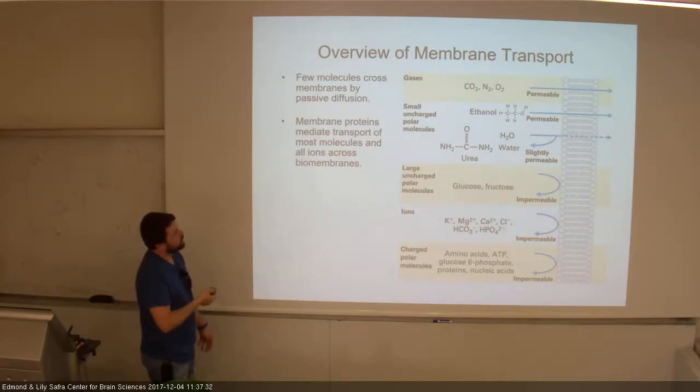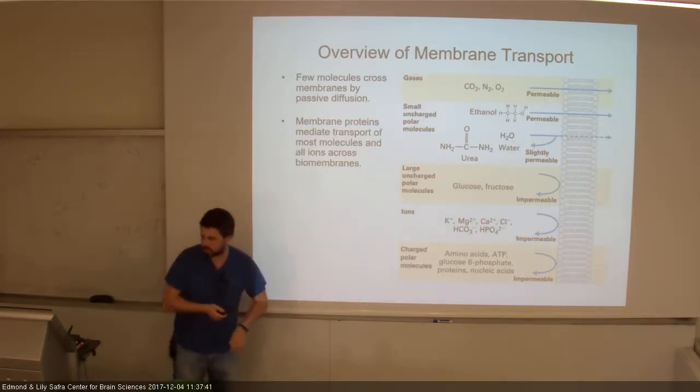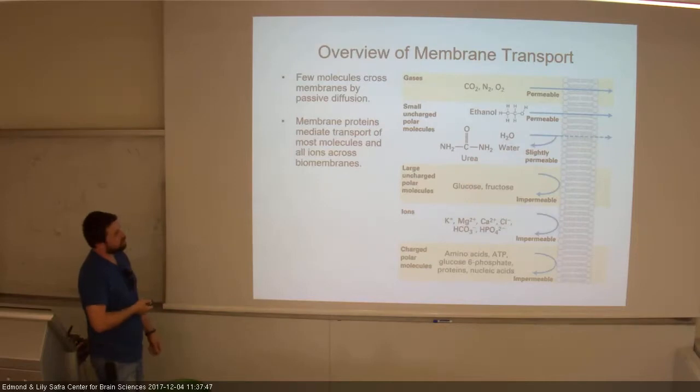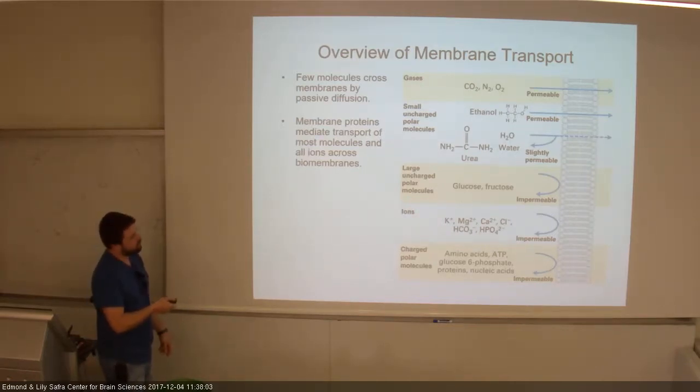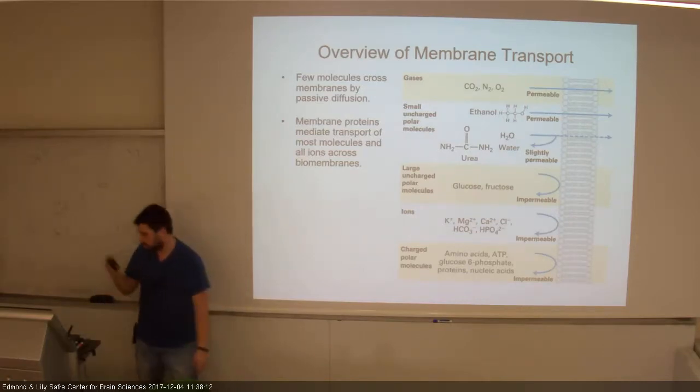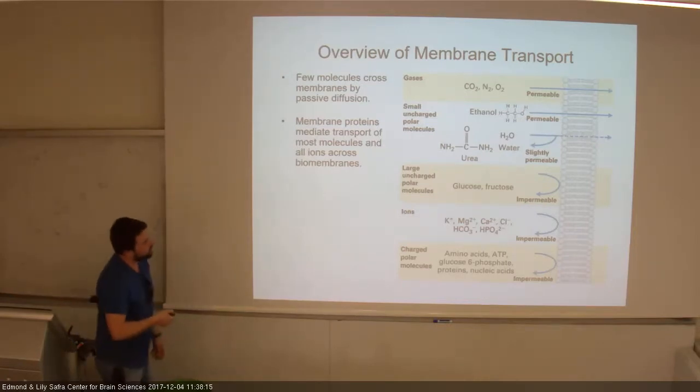Other molecules, so I'll skip the example of urea. Water is more or less permeable. It's not really permeable. It depends on the pressures. But the cell has ways to specifically allow water to penetrate the membrane. But all the other molecules that you can think of, for example small charged molecules or large molecules, whether charged or uncharged, cannot penetrate this barrier. So, for example, glucose, fructose, amino acids, ATP, proteins, nucleic acids, and all the charged ions cannot penetrate the plasma membrane.